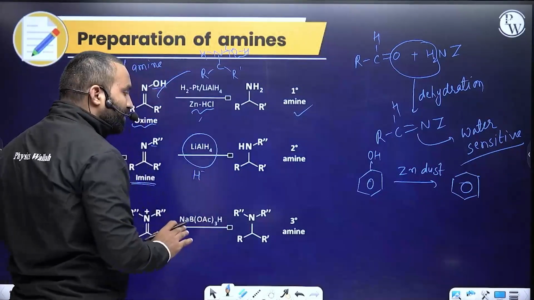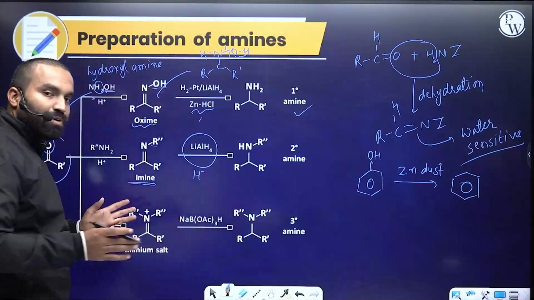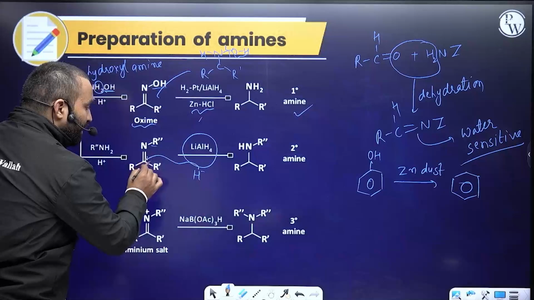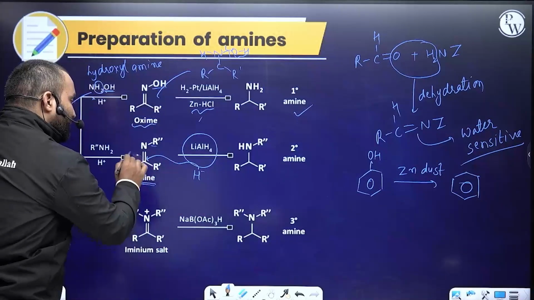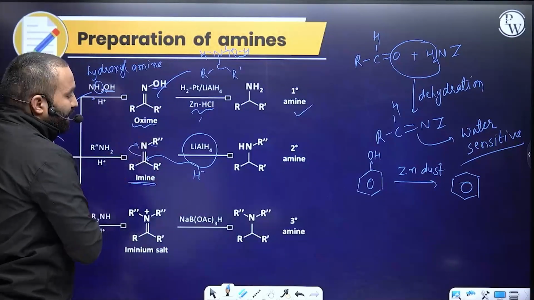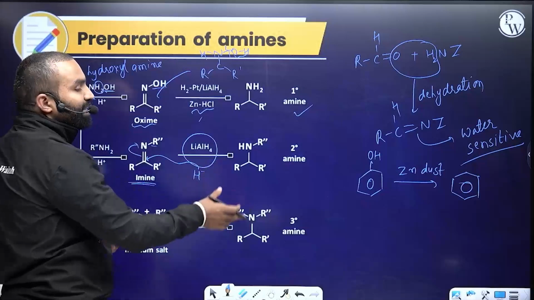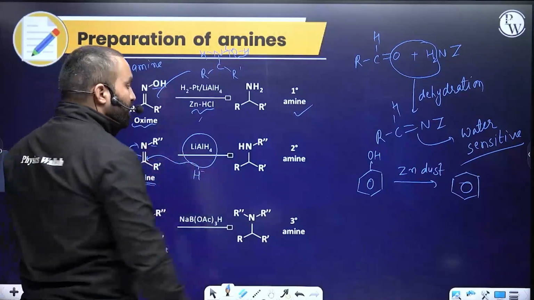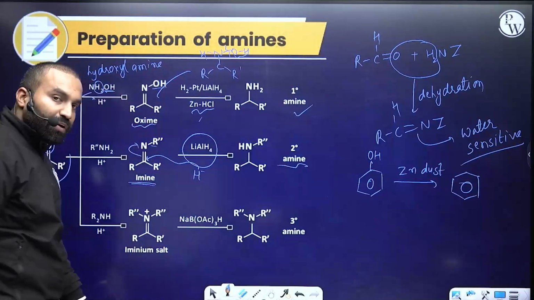Very simple chapter, guys. This chapter is extremely simple. All the reactions are similar. Hydride will try to go to the carbon center because carbon has a delta positive charge and nitrogen will receive the negative charge. That negative charge will be satisfied later by hydrogen plus from water or from an H plus source. This is my secondary amine obtained, right?